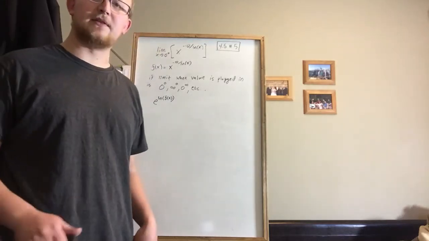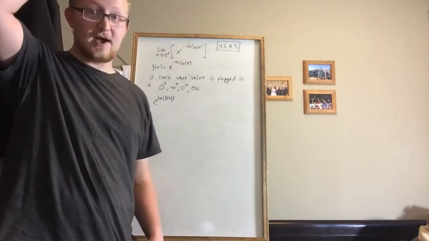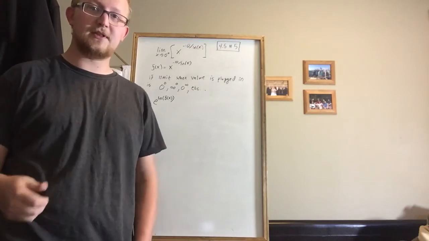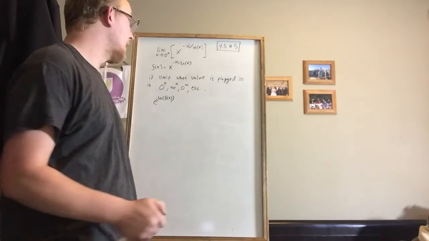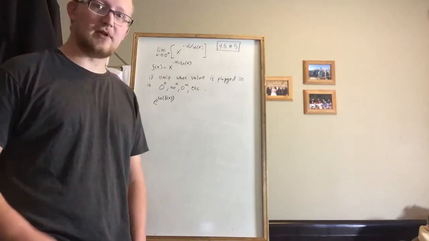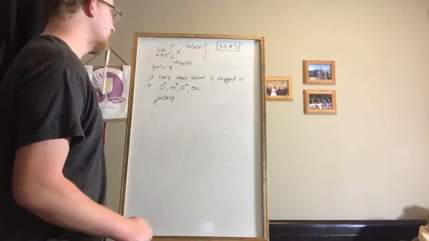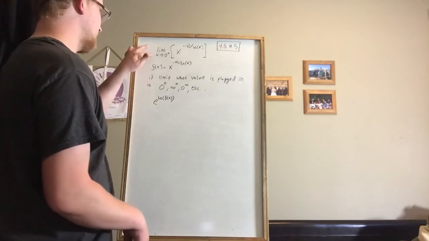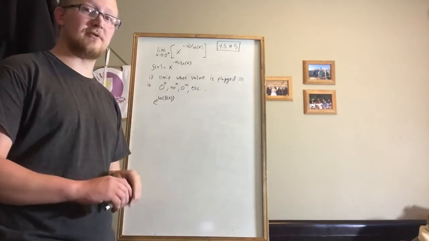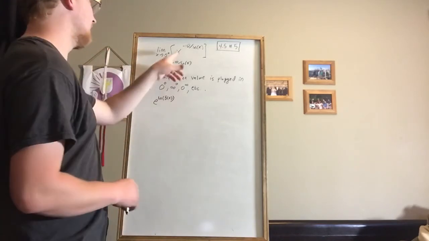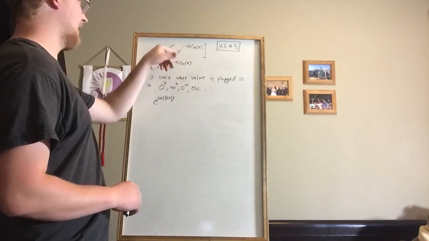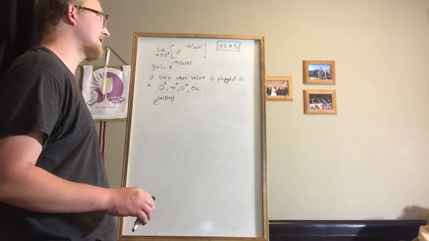Hi, we're back with section 4.5, question 5. This has to do with L'Hopital's rule and other ways to solve limits that are kind of out of our toolbox at this point. In this particular case, we're taking the limit as x approaches 0 from the right of the function x to the power of 10 divided by ln of x.